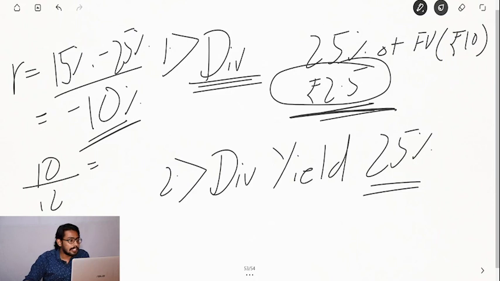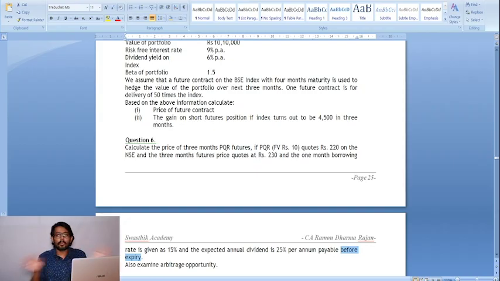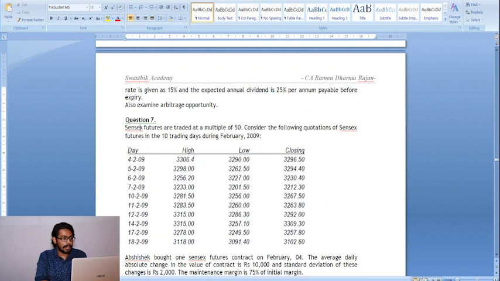If it's a rate, just reduce it from your rate. If it's a dividend yield, just reduce it from here. Understood? That is question number 6. I am not going to solve the answer. Arbitrage, do it yourself. You know how to do it yourself. Please do it yourself. Question number 6 is done. Question number 7. Shall we check it out? Shall we? Okay.